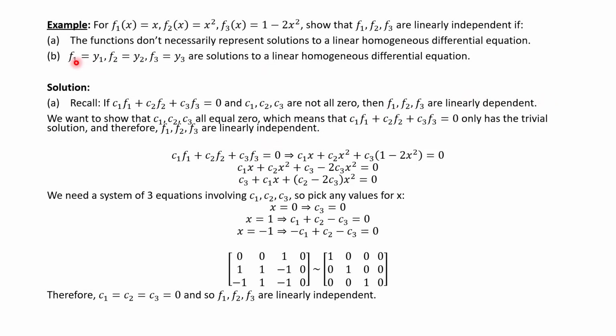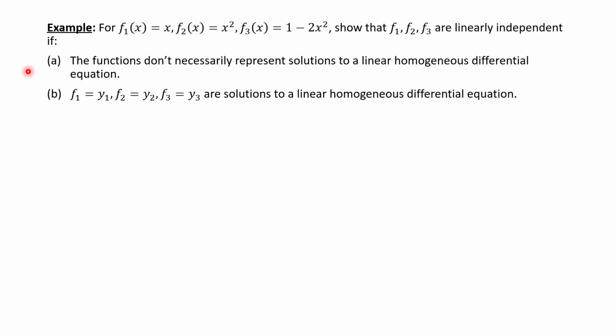And now part B, we're going to use the new stuff. We're going to use a Wronskian to solve part B. Okay, so for part B, we want to show that the Wronskian is not 0. And then that will give us that we have our linearly independent set.